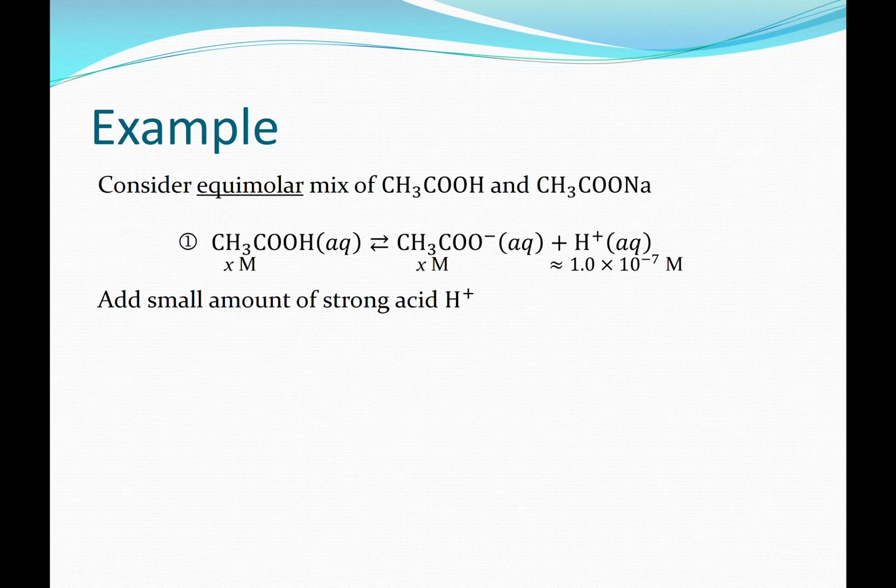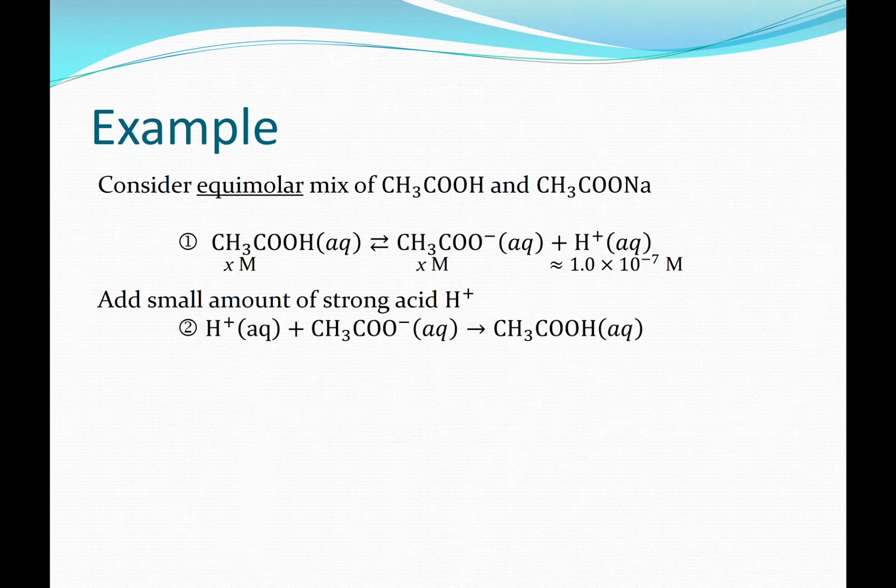And so let's see what happens if we were to add a small amount of a strong acid. So effectively, we're just adding hydronium ion to the solution here. So if we add a small amount of hydronium, what that's going to react with in our equilibrium is it's going to react with the base form, right? So remember, the acetate ion is the base form. The acetic acid is clearly the acid form. And so if I add some hydronium ion, I'm going to react with the base form of this compound.